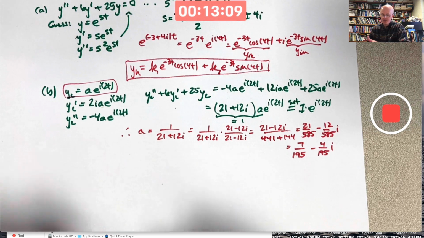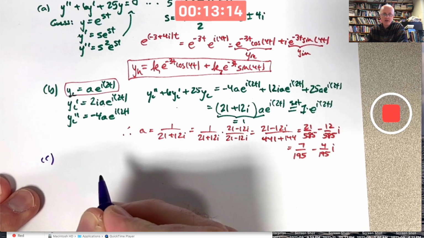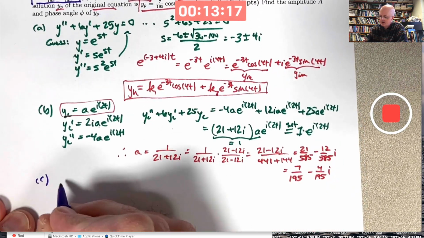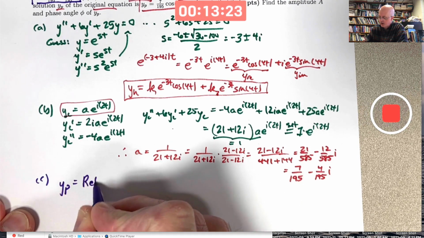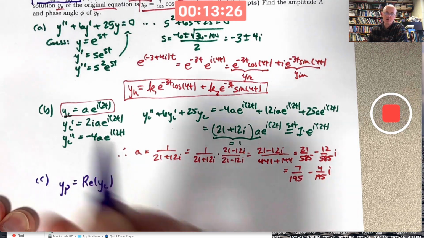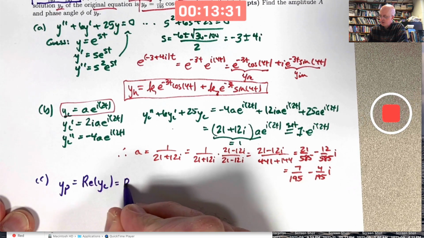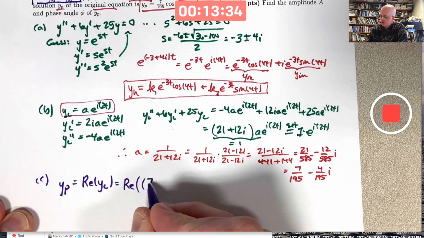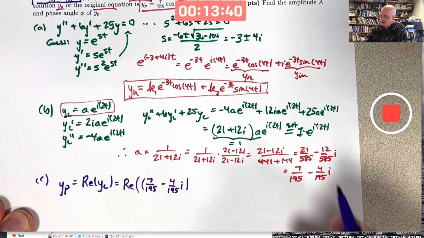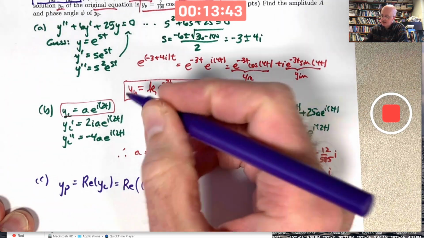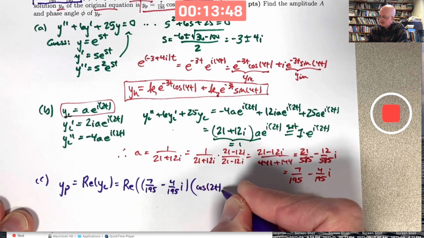So we really just need to do a calculation that confirms that the real part is what you see right here. Okay? It's not too hard. yp, let's go ahead and write it this way, is the real part of yc, again, because the forced equation, the original one, is a cosine. If it were a sine, we take the imaginary part. So it's the real part of this product of this number, 7 over 195 minus 4 over 195 i, times e to the i 2t. Here's where we use Euler's formula. Replace that with cos 2t plus i sine 2t.